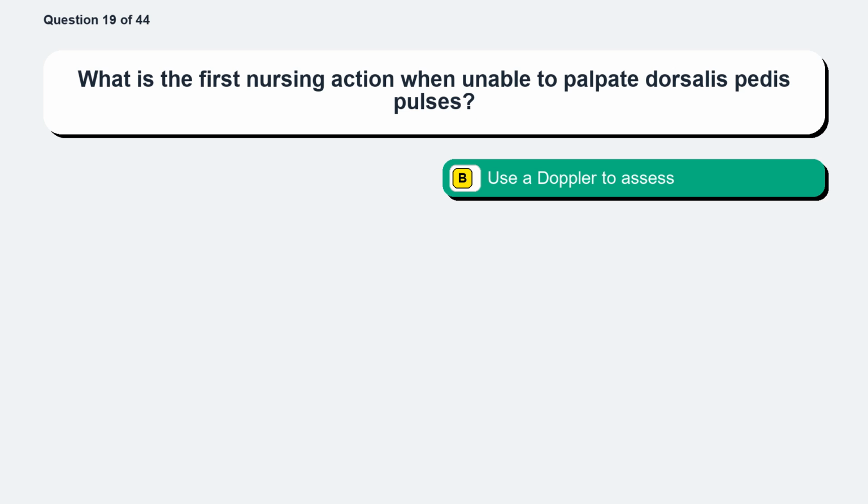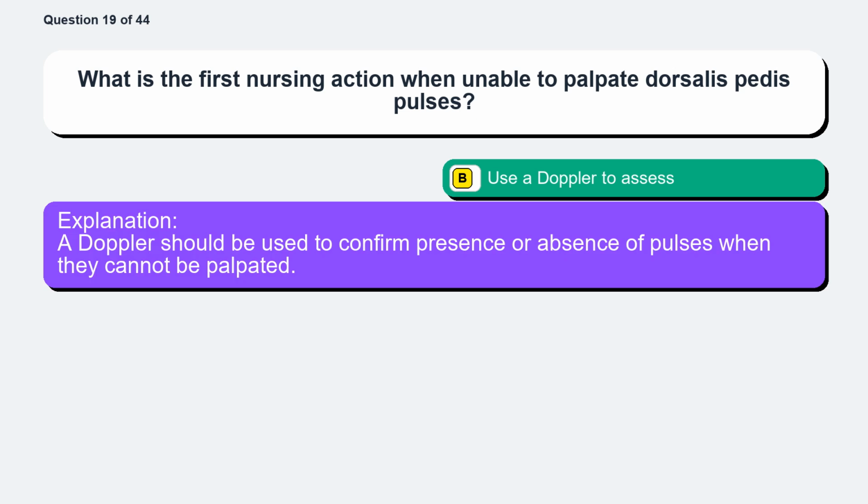The correct answer is option B, use a Doppler to assess. A Doppler should be used to confirm presence or absence of pulses when they cannot be palpated.